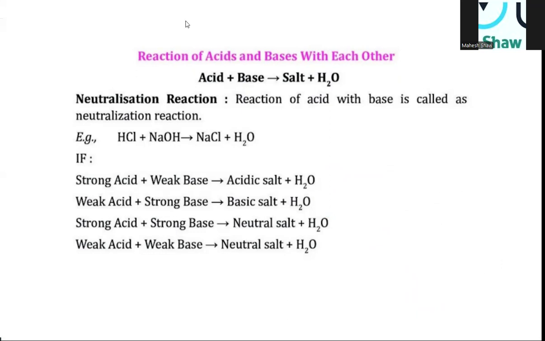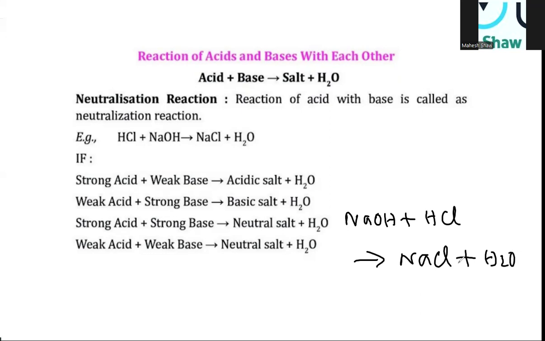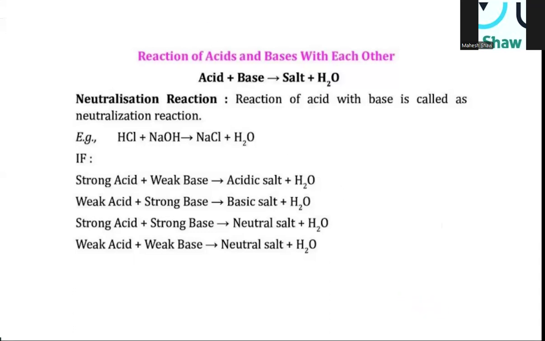Now let's take an example of the third type, where a strong acid and a strong base react. I can take a strong base, the same sodium hydroxide, and a strong acid, HCl, then the salt will be NaCl. We know that is a neutral salt, and water is produced. So when I took a strong acid and a strong base, we got a neutral salt. This salt will neither turn red litmus blue nor blue litmus red.